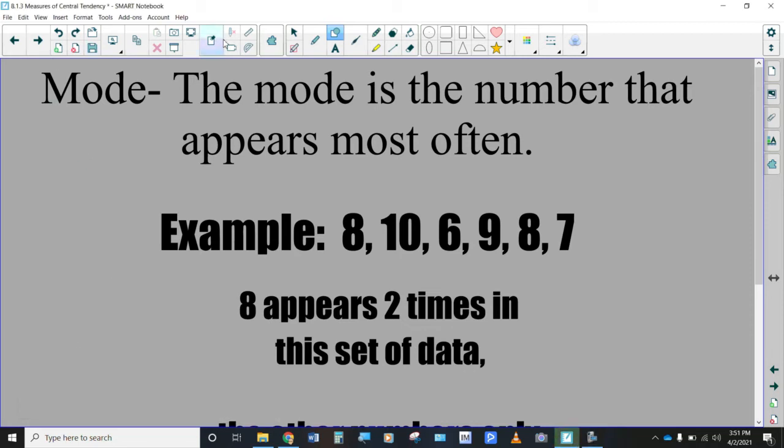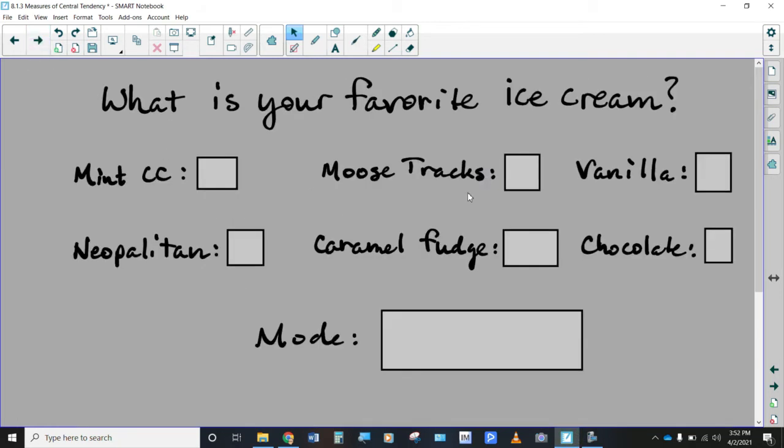All righty. Got some things taken care of there. All right, so let's look at a different situation where the mode would seem more appropriate. This would be what you would call categorical data. It's non-numerical. So if I were to ask you the question, what is your favorite ice cream, and then ask other people in class the same question, someone might say mint chocolate chip, Moose Tracks, vanilla, Neapolitan, caramel fudge, chocolate, and then other people would be like, yeah, I like Moose Tracks too, or mint chocolate chip works for me too, or maybe a lot of people like caramel fudge.